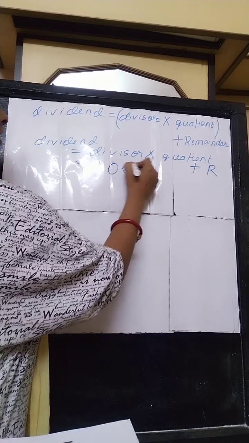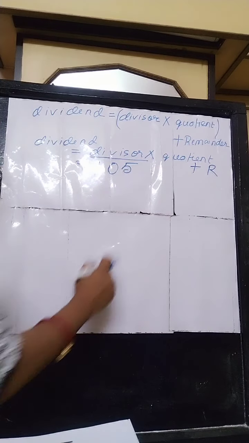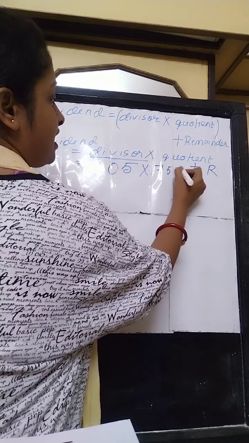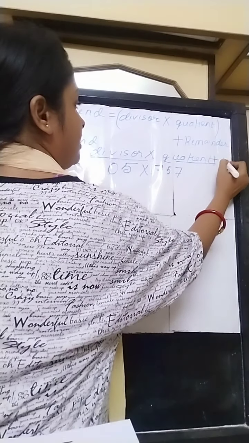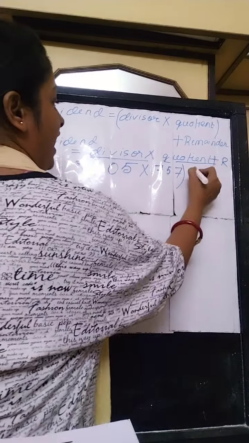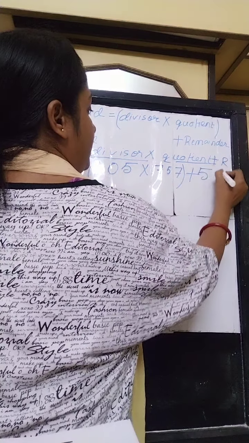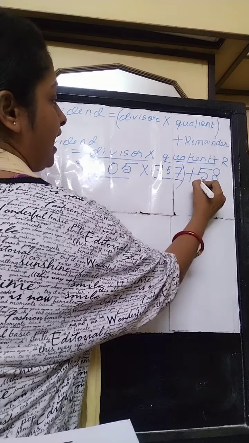So here, suppose a sum is given to you where you are asked to find out the dividend, where divisor is given as 105. Quotient is given as 757 and remainder is given, which you have to add. That remainder is given 58. So simply you will multiply 105 with 757 and then you will add 58.